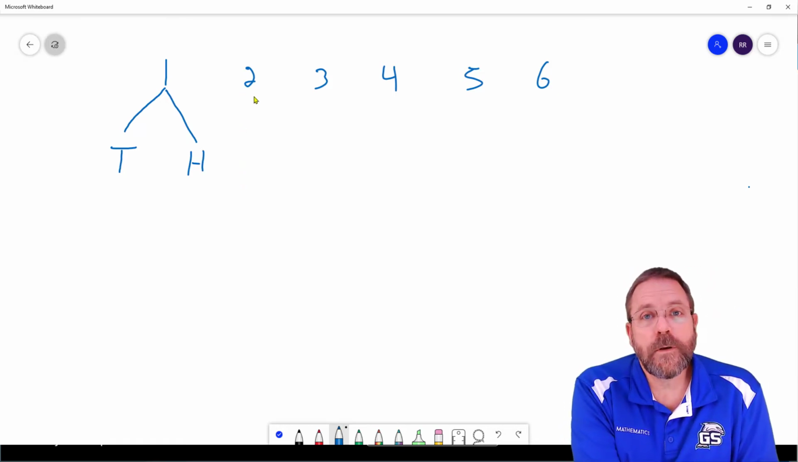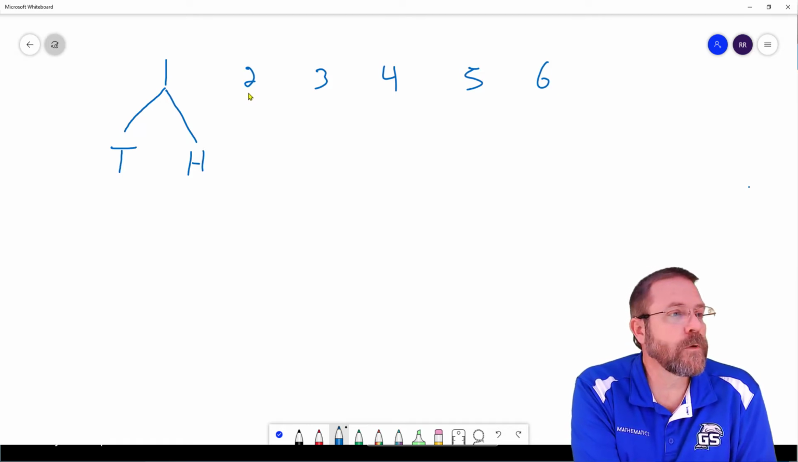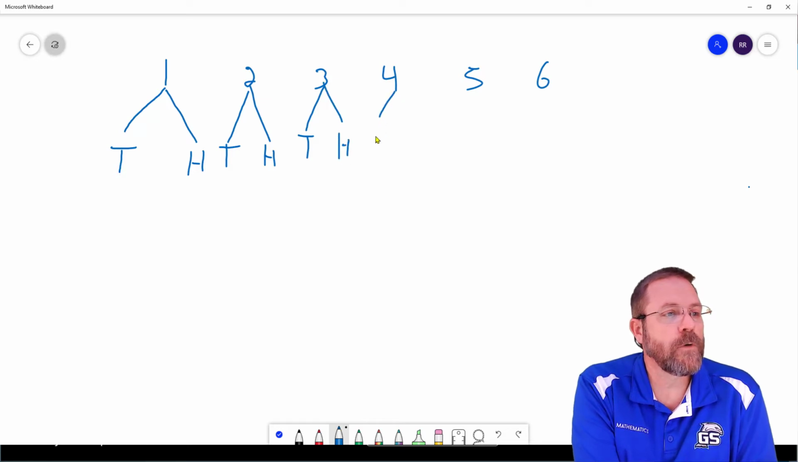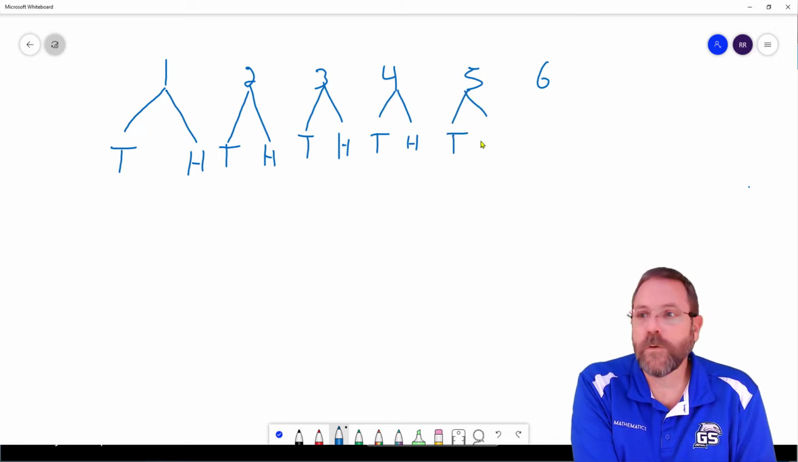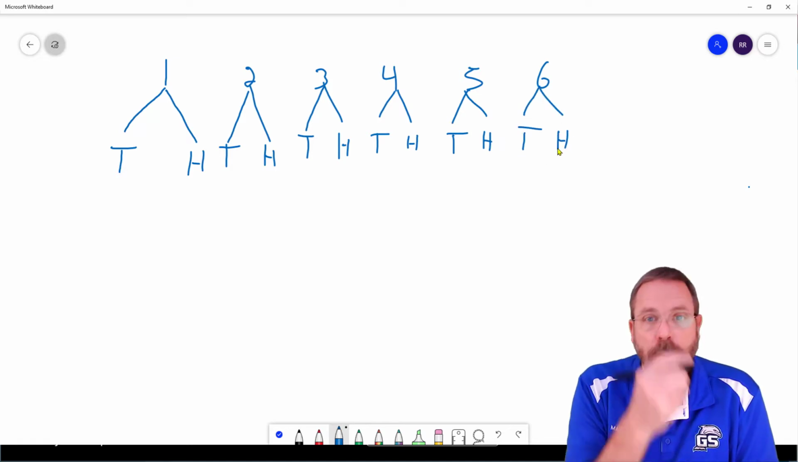If we toss a 2 on the cube, what's our odds for the coin? Well, you could have a tails or you could have a heads. If you tossed a 3, you could still have a tails or a heads on the coin. If you tossed a 4, you could have a tails or a heads on the coin. If you tossed a 5, you could have a tails or a heads. And finally, if you tossed a 6, you could have a tails or a heads.